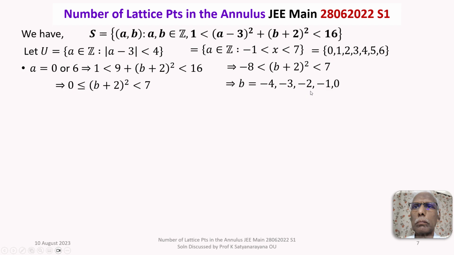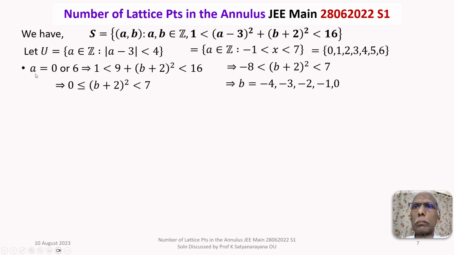Minus 2 is satisfied. Minus 1 is satisfied. And B is equal to 0, 2 square, that is equal to 4. 0 less than or equal to 4 less than 7 is also satisfied. So if you take B is equal to minus 3, it is also satisfied. B is equal to minus 4 plus 2, that is equal to minus 2 square, that is 4. 0 less than or equal to 4 less than 7, this is also satisfied. Thus, for these 5 values of B, this inequality is satisfied.